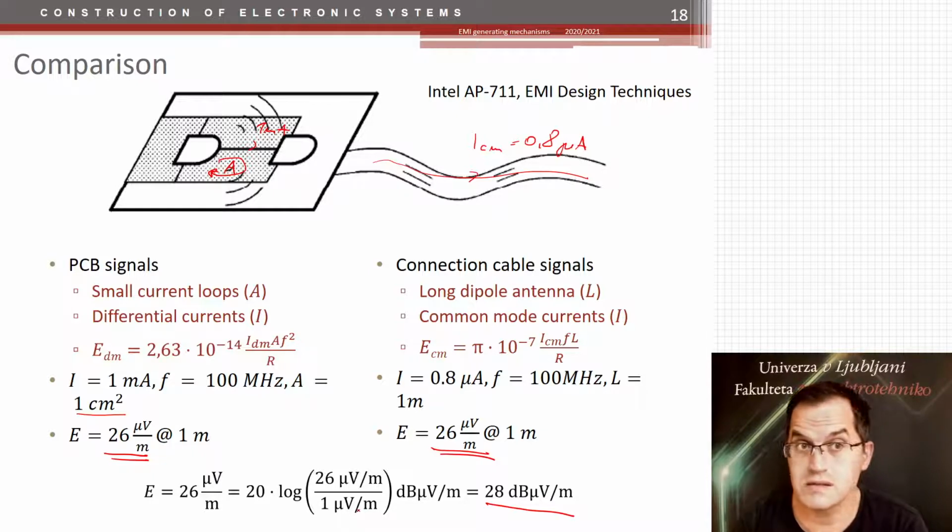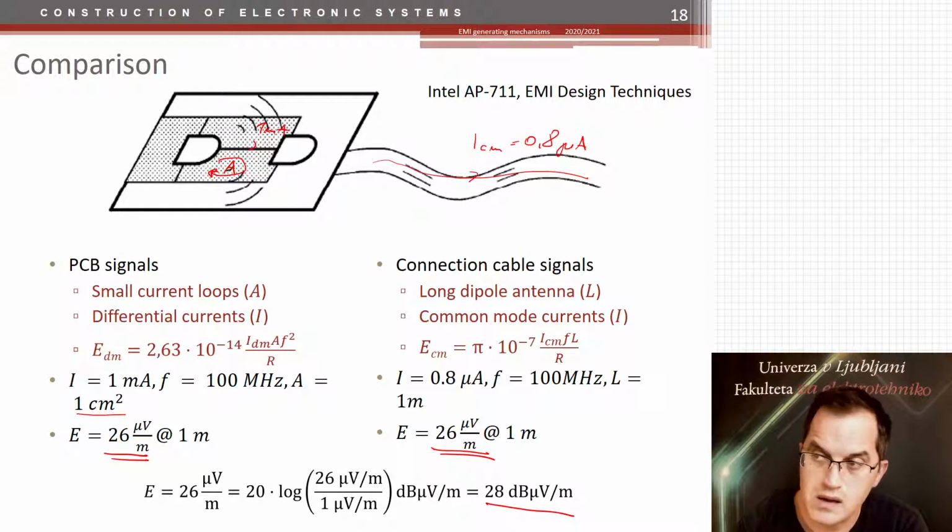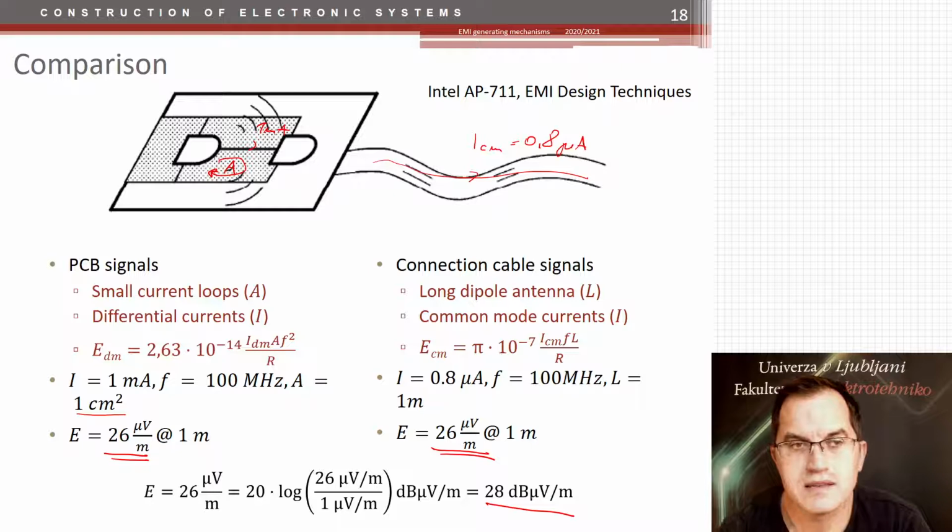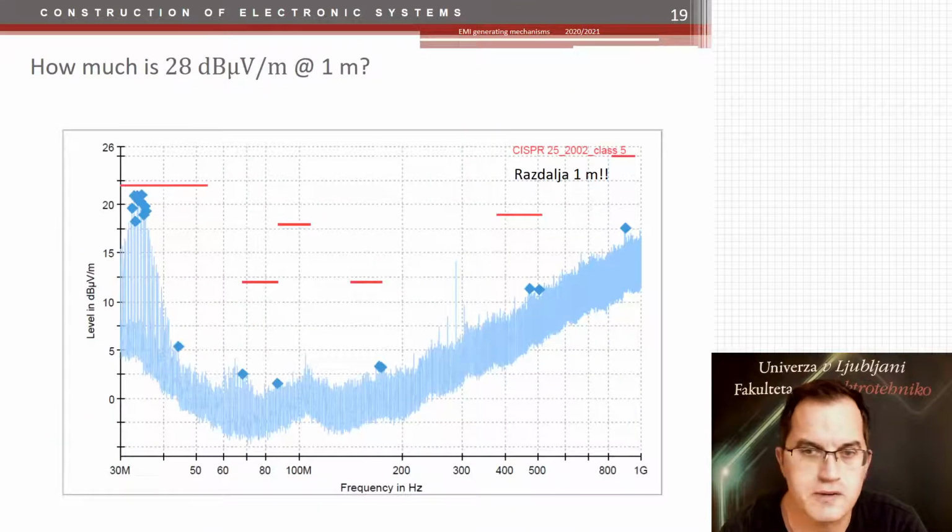Well, that's not very nice anymore. Now we have a cable of 1 meter long. A very small current running on it would do exactly the same as 1 square centimeter of loop on the PCB. Why is that not so nice anymore? Well, check out this picture.